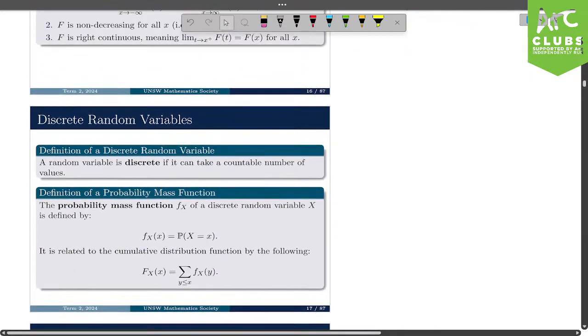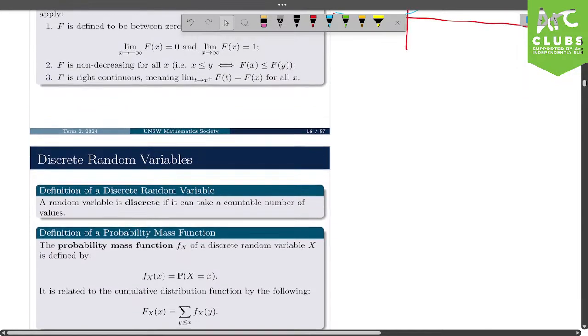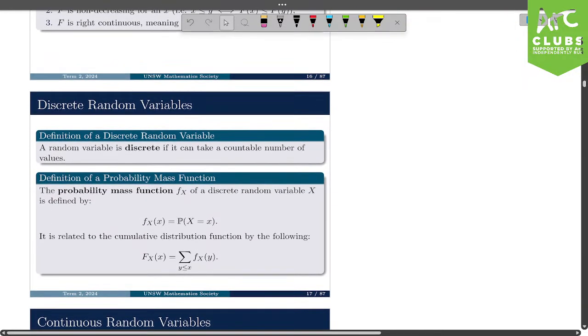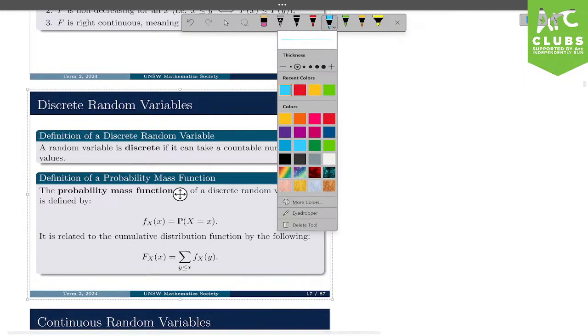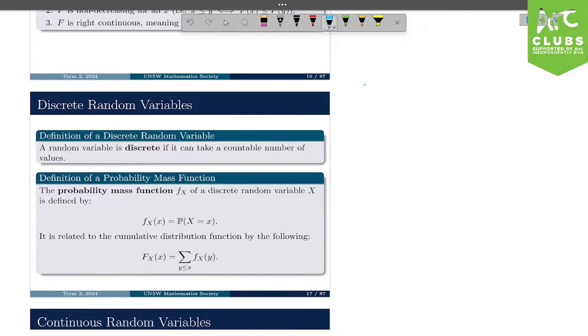All right, so a random variable is discrete. We've talked about CDFs, but now we're going to start talking about different types of random variables. We have a discrete random variable, which is a random variable that can take a countable number of values. You could imagine, I don't know, the outcomes on a die are always going to be discrete. So if we have a random variable that depends on the outcomes of rolling a die, then that random variable is going to be discrete as well.